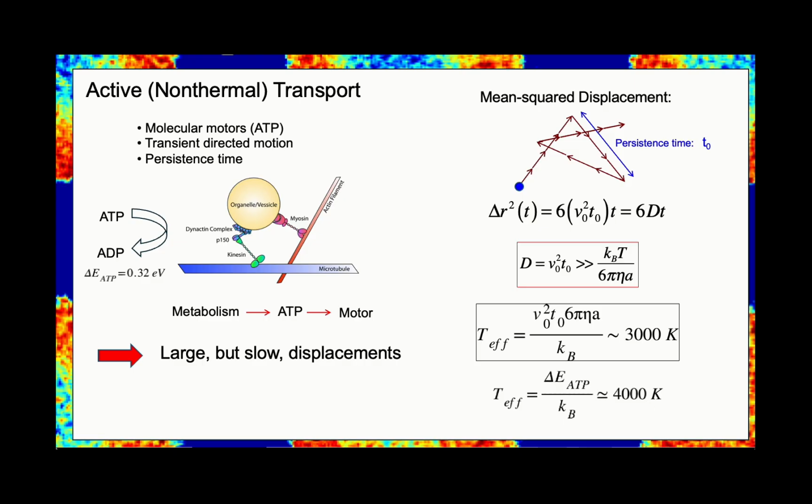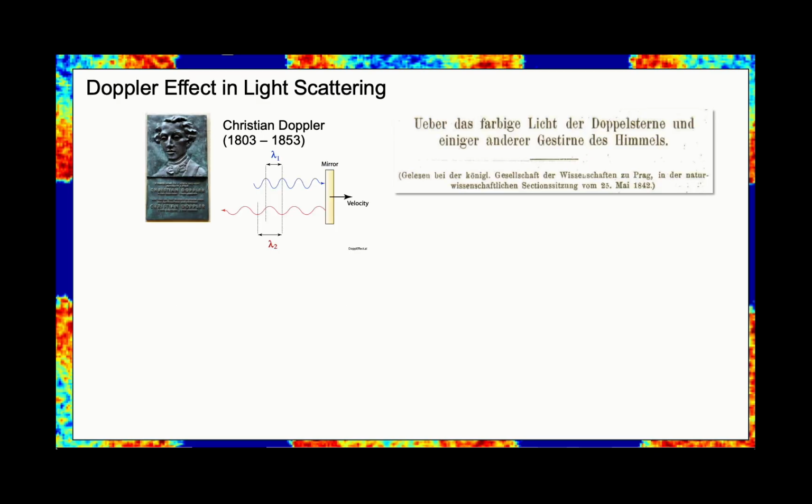So it turns out that life is actually pretty efficient in using these energetic molecules for driving motion. And so it's a very highly efficient use of energy to drive this very active transport going on inside of cells. All right, so if things are moving, and then if you shine light on them and the light scatters, then there will be Doppler shifts involved.